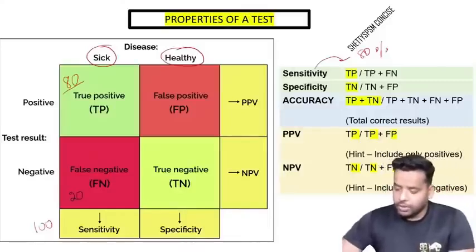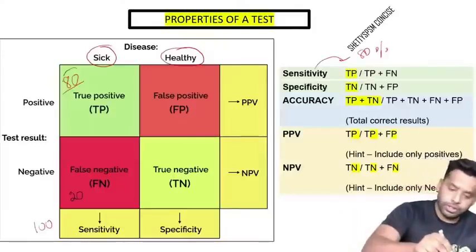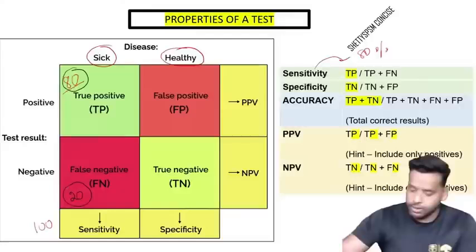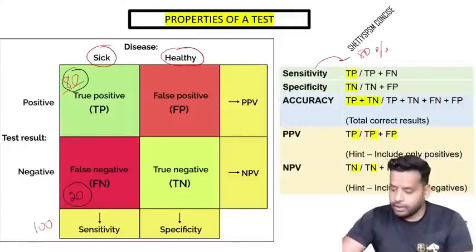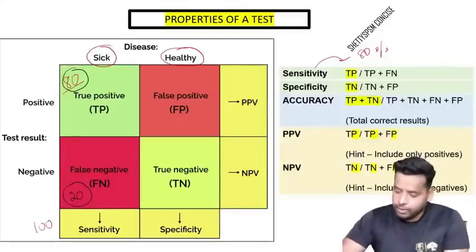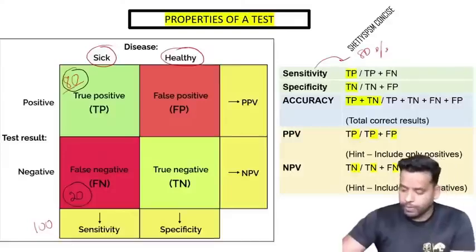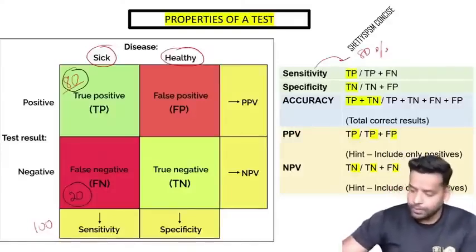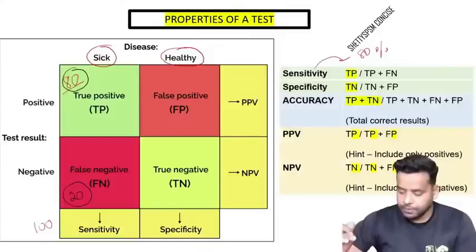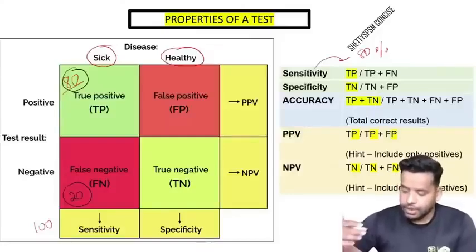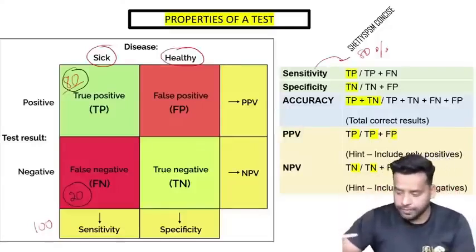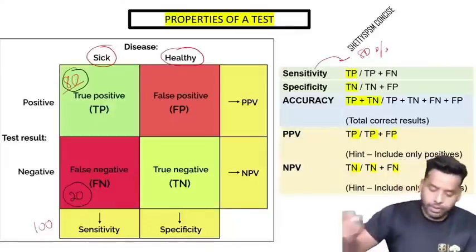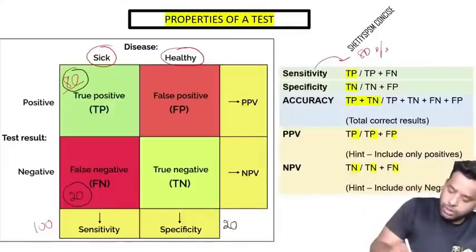20%. So therefore, if sensitivity is increasing, false negatives will decrease. True or false? Next question. If sensitivity is increasing, false negatives will decrease. True or false? See the words properly. Good. Sensitivity is increasing, false negatives will decrease, means there is one more test which is better than this. True statement. Good.